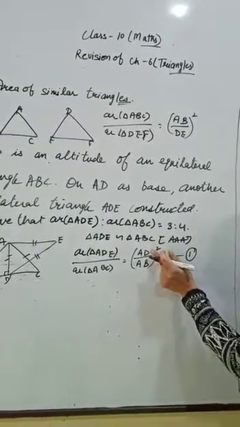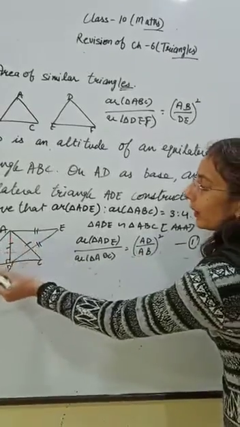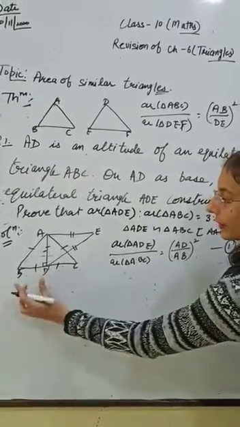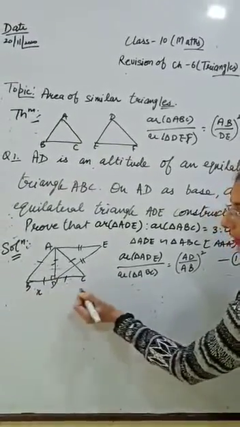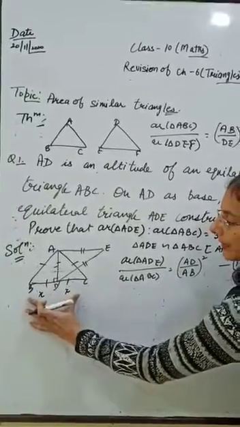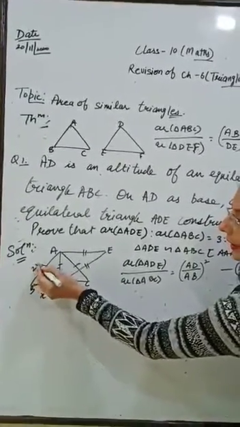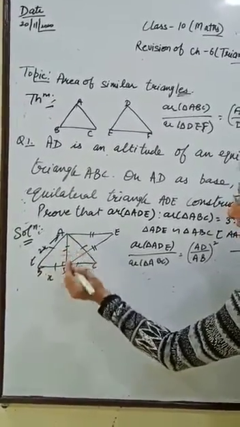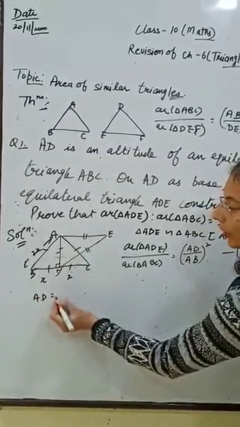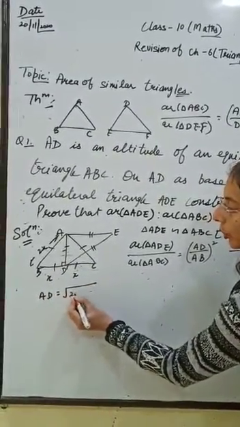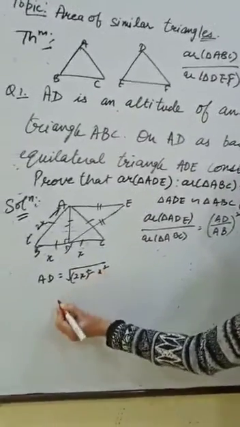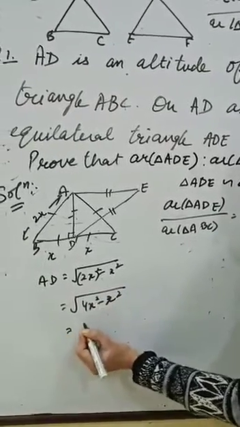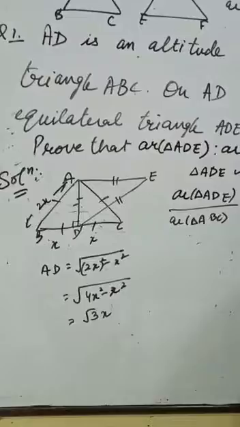Now we need to find AD. As you know, in an equilateral triangle, any altitude is also the median. Median means it divides into equal parts. Suppose BD is equal to x and DC is also x. So BC becomes 2x, and AB will also be 2x. Now we will use the Pythagoras theorem to find AD. AD is equal to the square root of (2x) square minus x square, which is the square root of 4x square minus x square, which makes root 3 x. This value will be there.